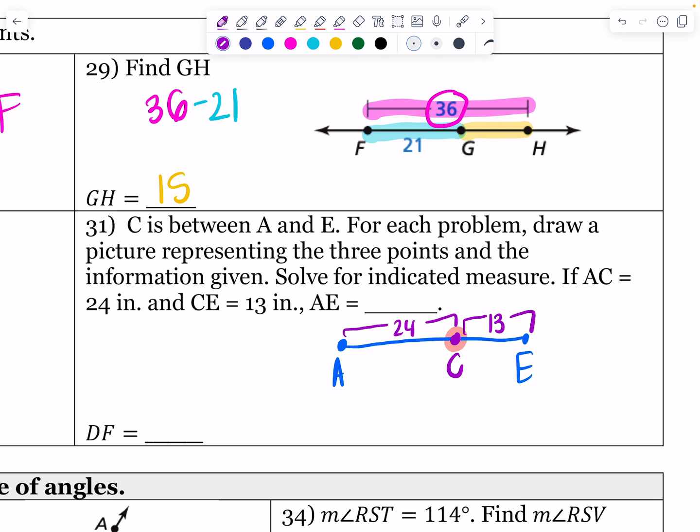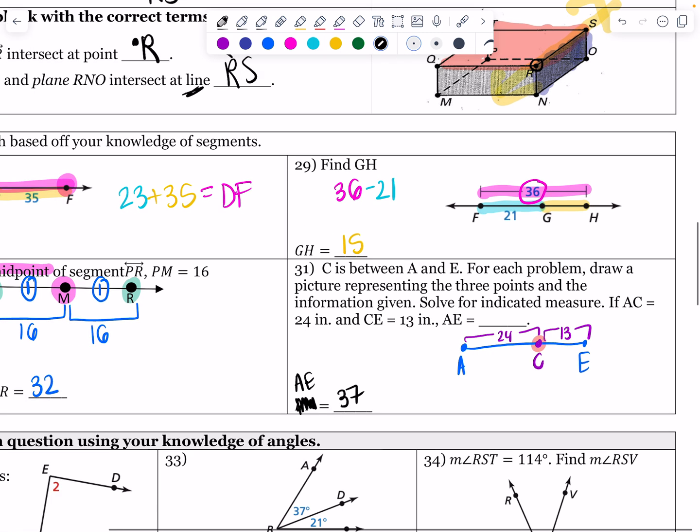So what is A to E? Oh my gosh, this is the first time I've caught this. What is A to E? Scribble this out and change that to A to E. What's the question asking for? A to E. What did my paper ask for? Not A to E. So what's A to E? We're going to add those two together. So that's going to be 37 total, 37 units total. So just fix that for me if you don't mind. A to E would have a measure of 37 units because we added those together.